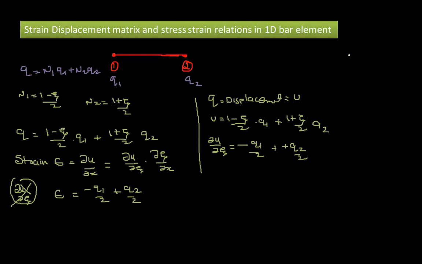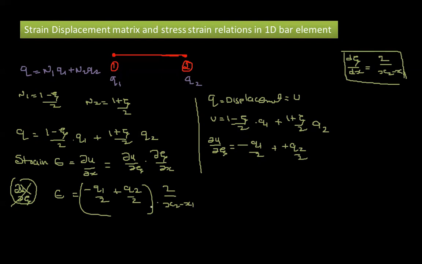The d zeta by dx can be defined from the local to global coordinate system, and its value is 2 by x2 minus x1. So at this point, let us consider that dou zeta by dou x is 2 by x2 minus x1. Therefore, this would be the strain formula for the one-dimensional bar element.